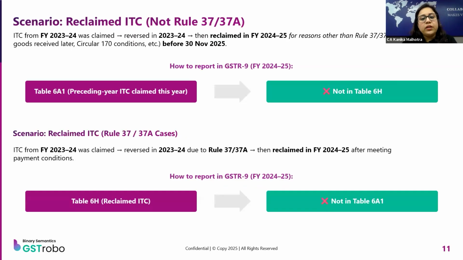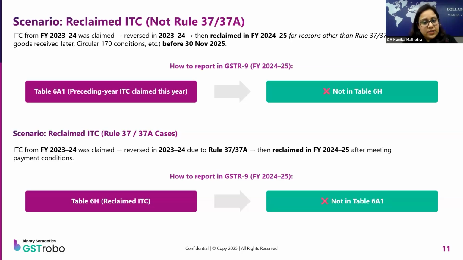Now we are moving to a different scenario. The second scenario is where the ITC belongs to financial year 23-24. It was claimed and reversed in 23-24 only, not on the basis of rule 37 and 37A. Neither was your payment delayed, nor did the supplier fail to deposit the tax. This might be some other reason for your reversals. And again, you are reclaiming it in 24-25, but before 30th November 2025.